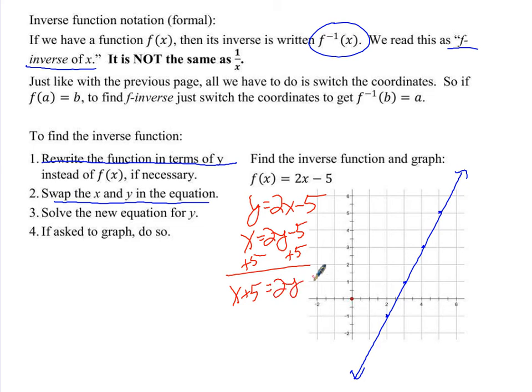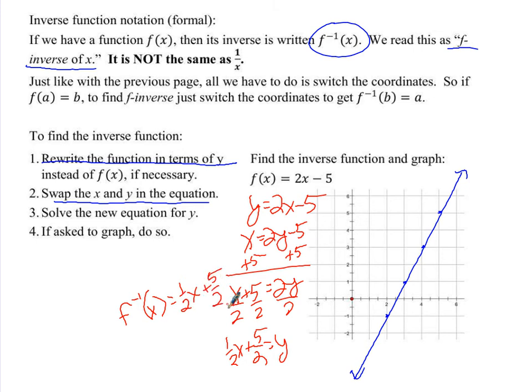We're basically just back in Algebra 1 right now. Solve for y, so divide everything by 2. And I get y equals 1/2 x plus 5/2. So that's the equation for my inverse function. I can put that back in function notation if I want to. I can turn that y back into f of x. So I'd write f inverse, since that's my inverse function, of x equals 1/2 x plus 5/2. That's the equation that I need. That's my inverse function right there.